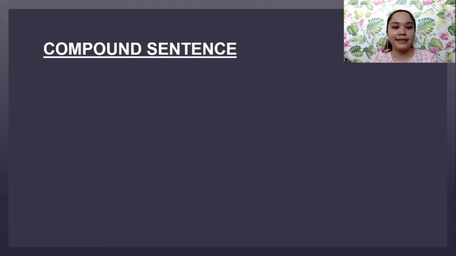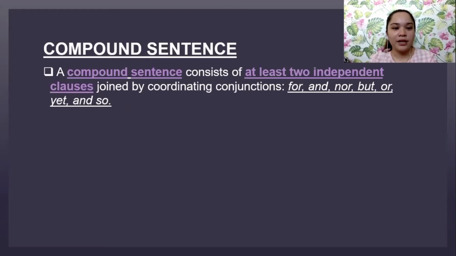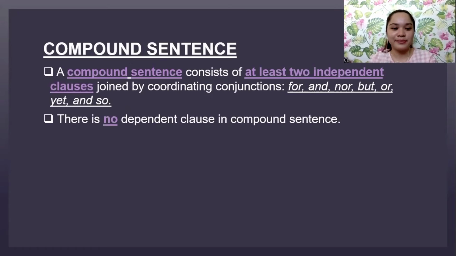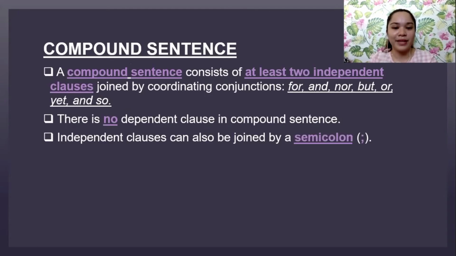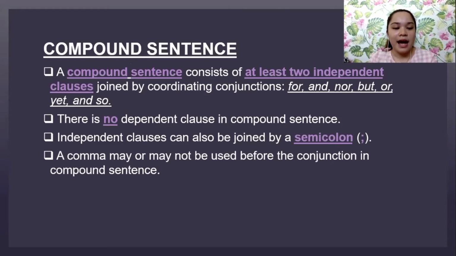Next is compound sentence. A compound sentence consists of at least two independent clauses joined by coordinating conjunctions. So the underlined words are the coordinating conjunctions. There is no dependent clause in a compound sentence, same as in a simple sentence. Independent clauses can also be joined by a semicolon. A comma may or may not be used before the conjunction in a compound sentence.